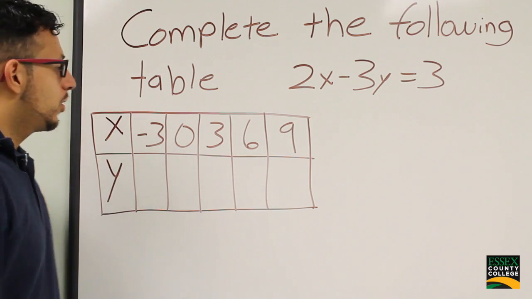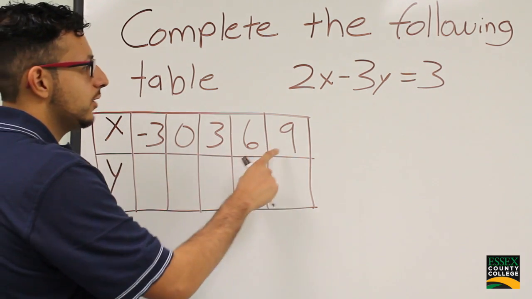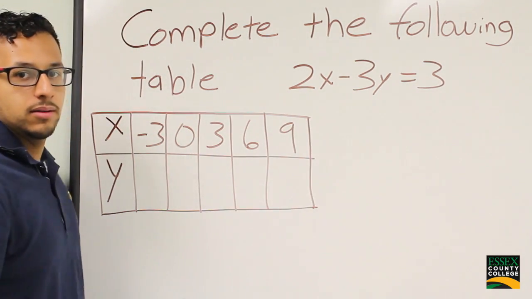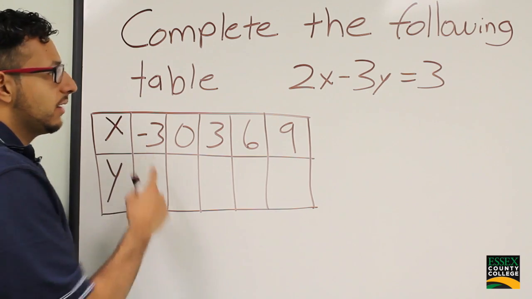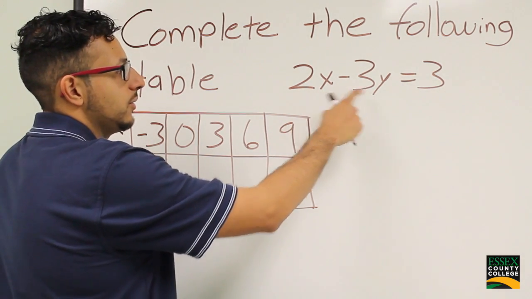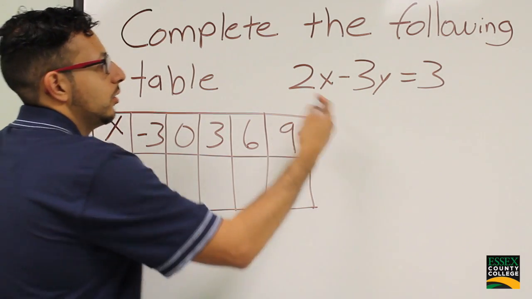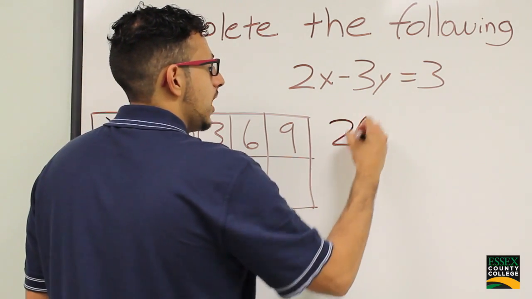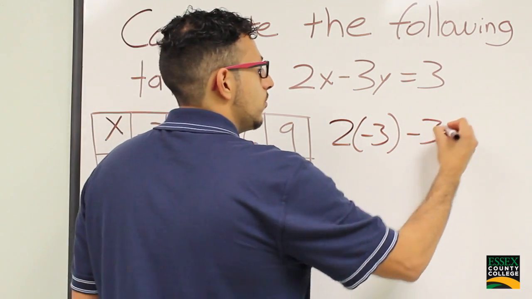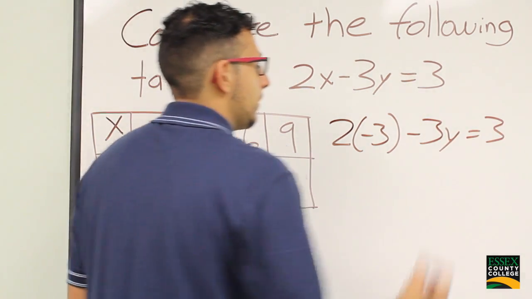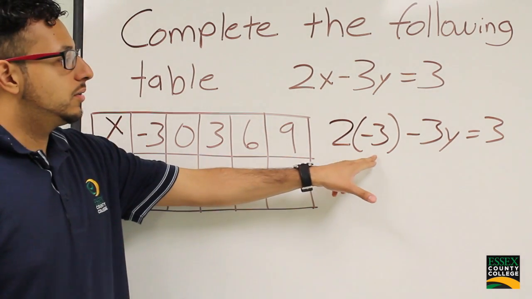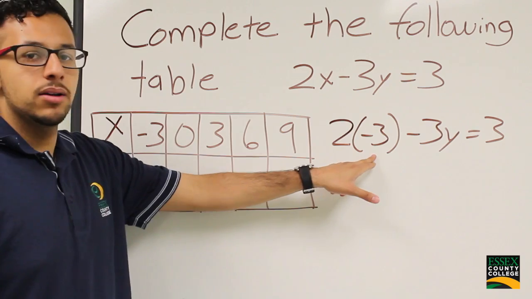So for this problem, we're going to plug in every x value individually into this equation and solve for y. So we're going to start with -3. So we're going to plug in -3 where we see x, and we solve for y. So this is going to be 2 times -3 minus 3y is equal to 3. So what I did here, I just plugged the -3 where I see x. So this x became -3.